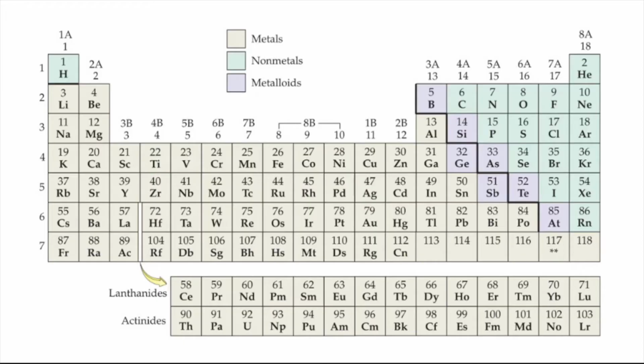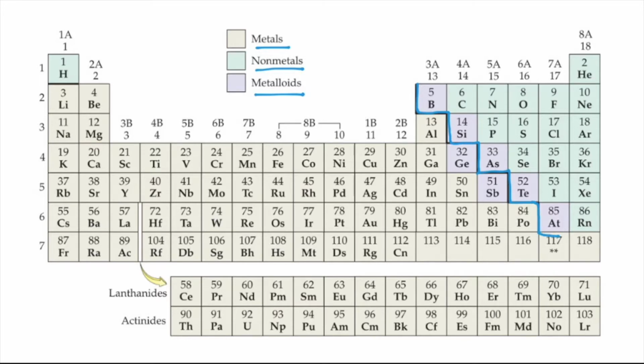The periodic table is classified into 3 different categories. So we have metals, nonmetals, and metalloids. This periodic table is already color-coded to show what is metal, nonmetal, and metalloid. And I want to mention that this diagonal zigzag line is what separates metals and nonmetals.